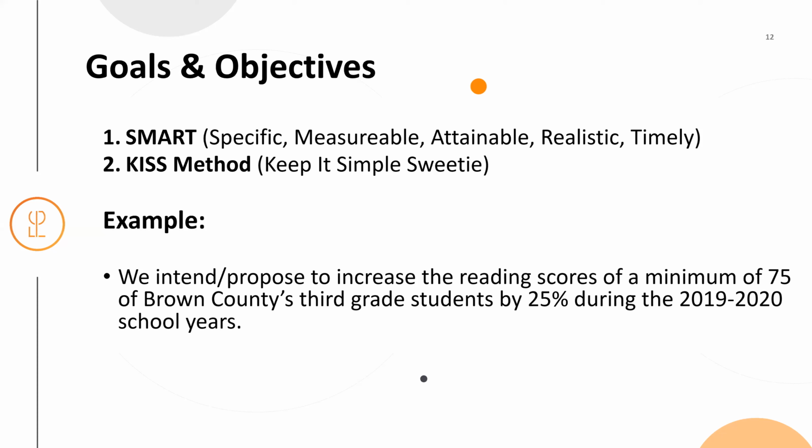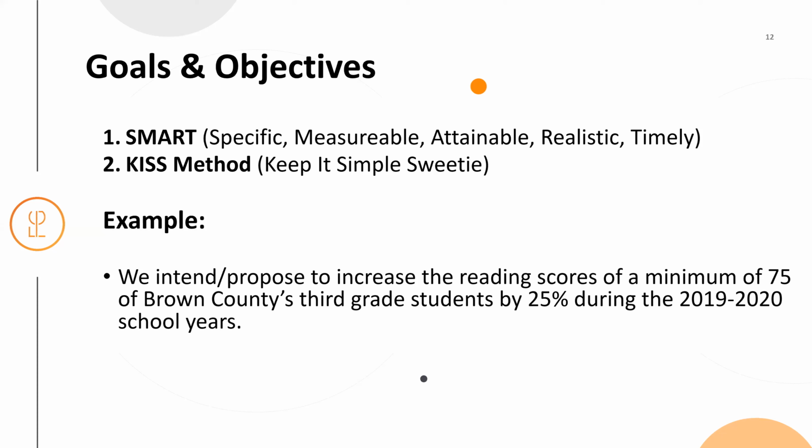And then we also say to use the KISS method. Keep it simple, sweetie, and make sure that you're not overcomplicating things or creating work for yourself that you don't need to do. For example, we intend or propose to increase the reading scores of a minimum of 75 of Brown County's third grade students by 25% during the 2019-2020 school year.